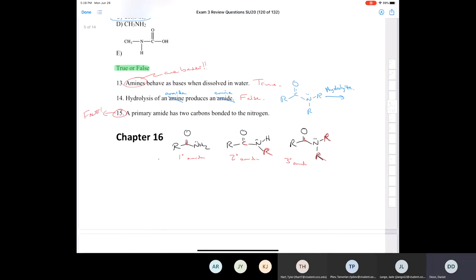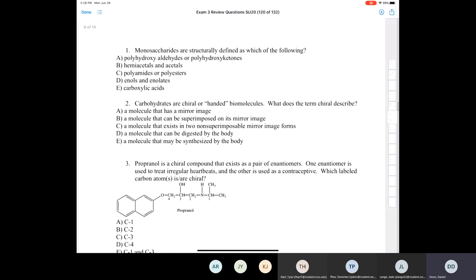Boom. Okay, let's move on to chapter 16, which deals with carbohydrates. Question number 1 says monosaccharides are structurally defined as which of the following? Polyhydroxyaldehydes or polyhydroxyketones, hemiacetals and acetals, polyamides or polyesters, or enols, enolates, carboxylic acids. What's the best answer here? What would be the best answer for number 1?